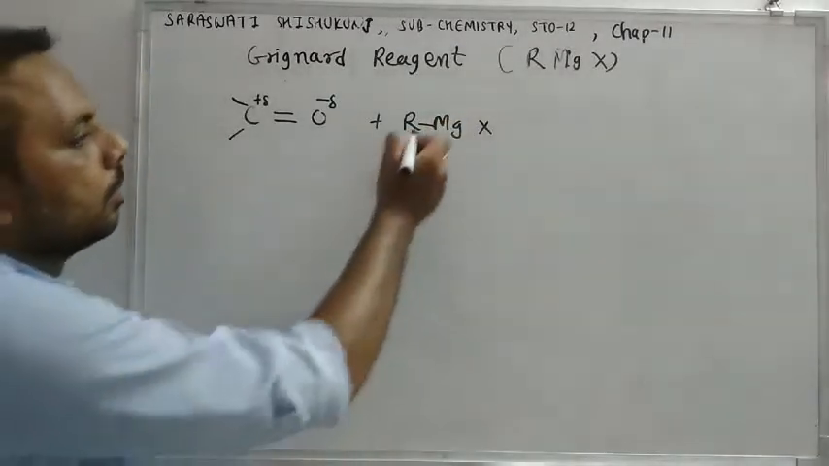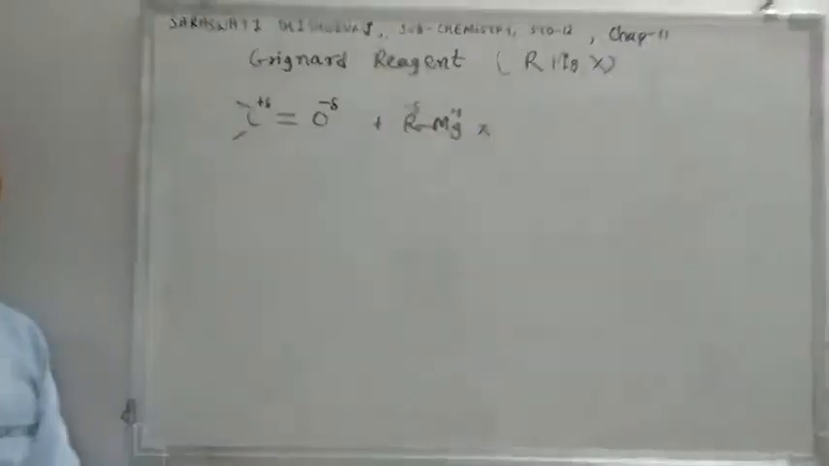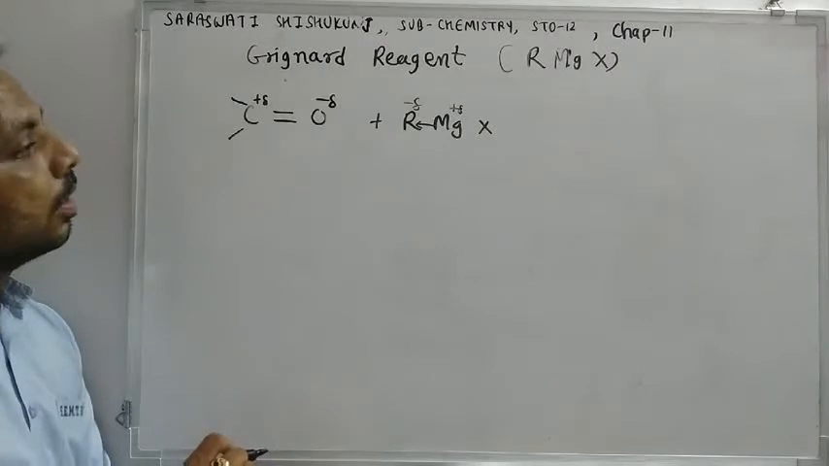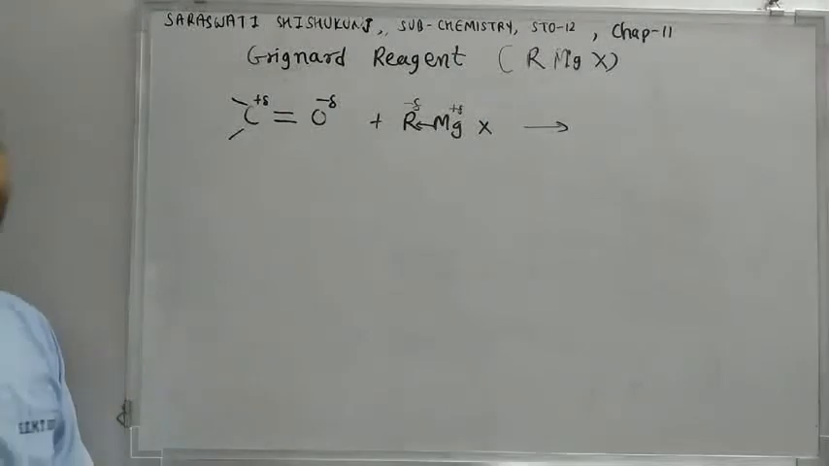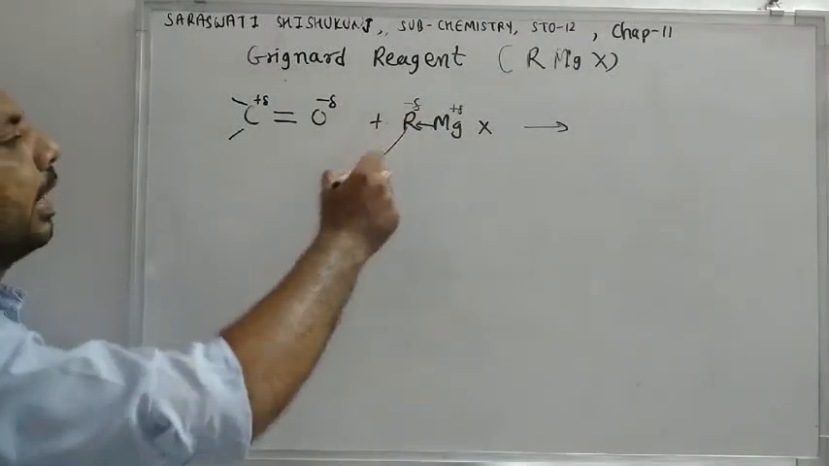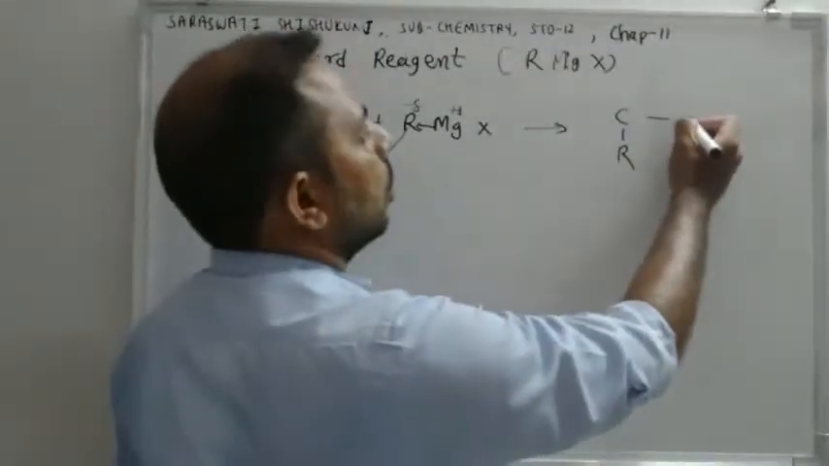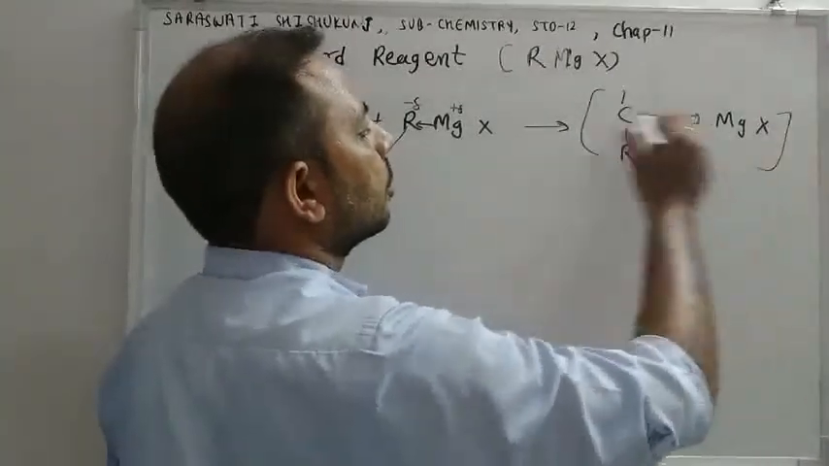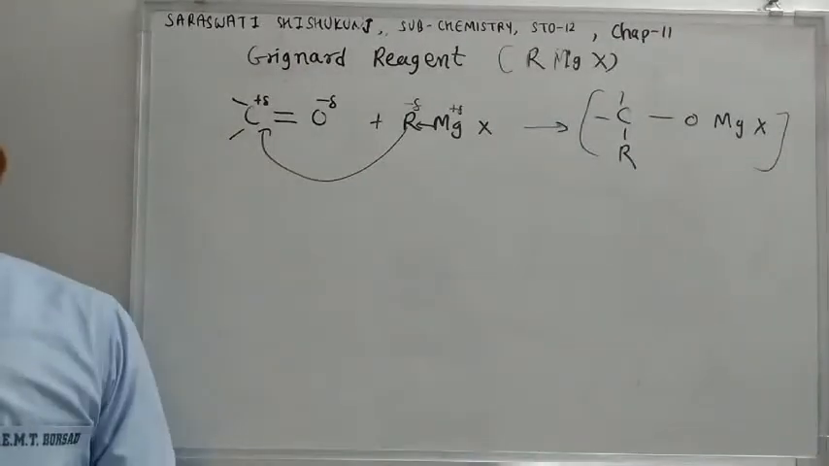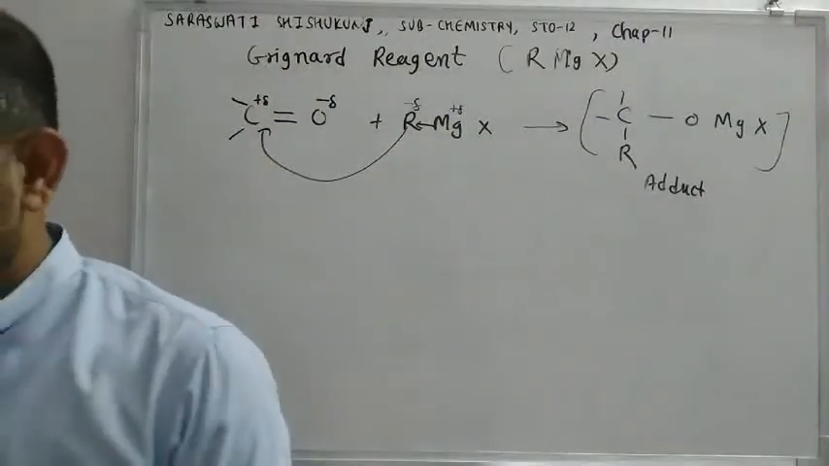Now, R group will be negative and Mg will be positive. So this is Grignard reagent. Now this Grignard reagent, in the first step, will produce an adduct. Adduct means intermediate. So this negative alkyl group will attack on this carbon. So the product will be like this: R will be joined to carbon, then OMgX is formed. This is the adduct, or we can say an intermediate product.